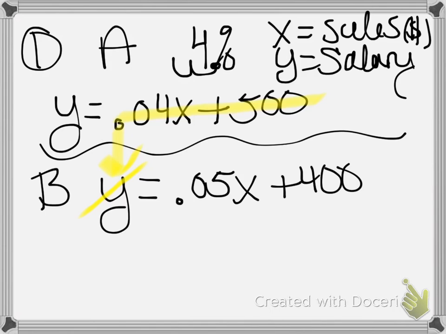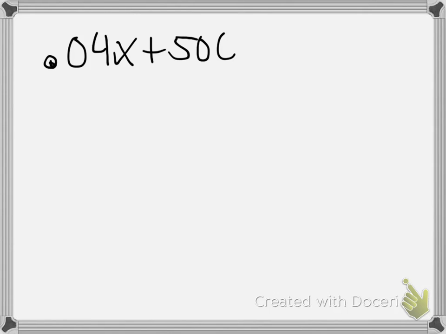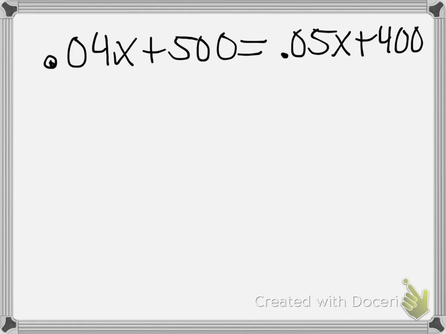So let's do a system of equations here. We're going to replace the y in the second equation with 0.04x plus 500. And let's see what happens. So we're going to have 0.04x plus 500 is equal to 0.05x plus 400. And now we just have to solve. So to take away 0.05x from both sides.